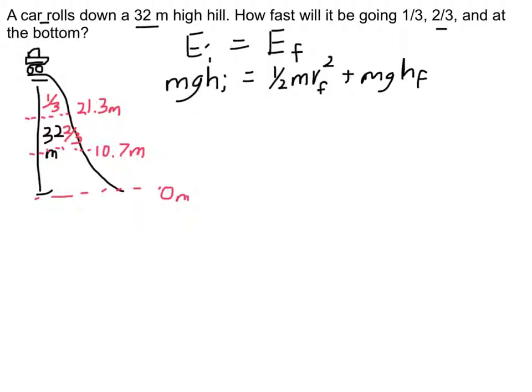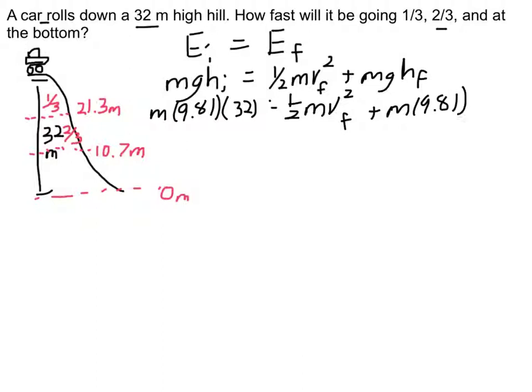So now I'm going to substitute in some numbers here, m times 9.81 times 32 equals 1/2 m VF, is what I'm looking for. That's my goal. How fast is it going to be going? Plus mg, times 9.81 times my final height, 21.3 meters.